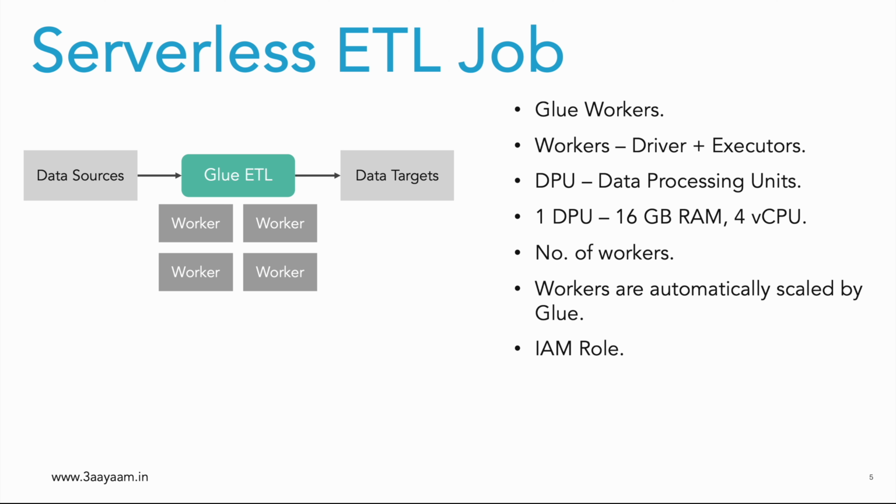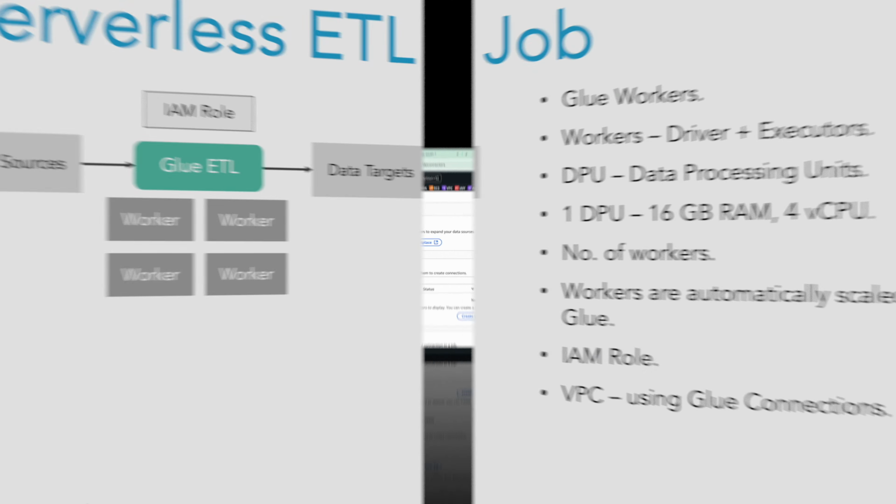And as Glue ETL runs a PySpark job, we have to connect to different data sources and data targets. That's why we have to use an IAM role with the Glue ETL job, because the sources and targets would be native AWS sources. And then we can use a VPC using Glue connections that I have already shown you. So let me show you these parameters before running the ETL job, or before running a Spark job in Glue.